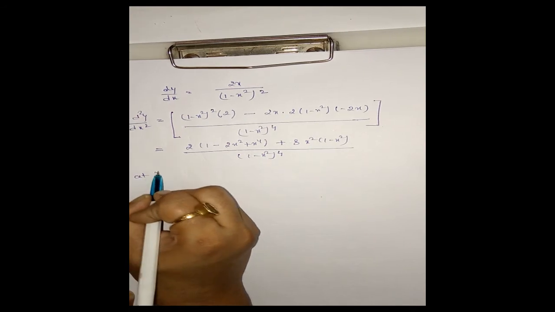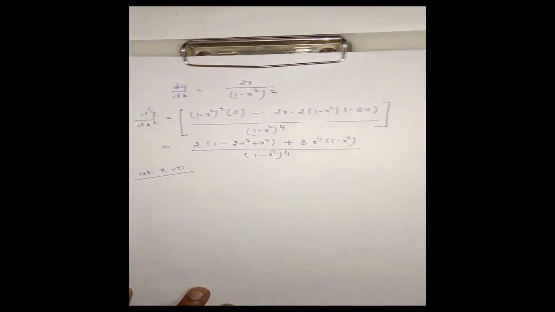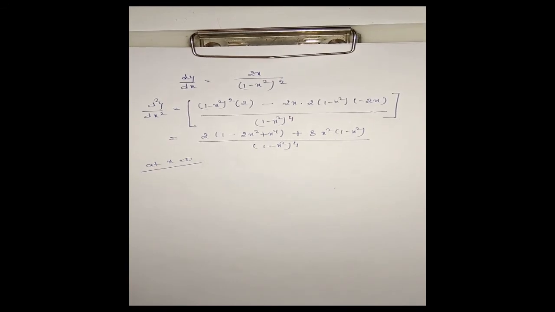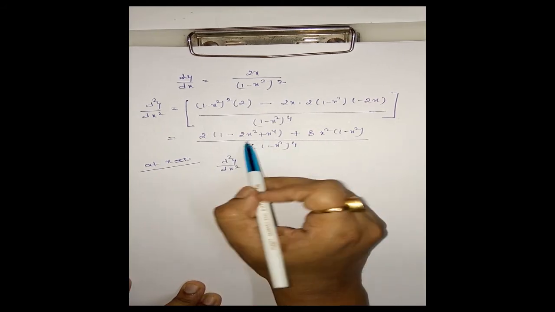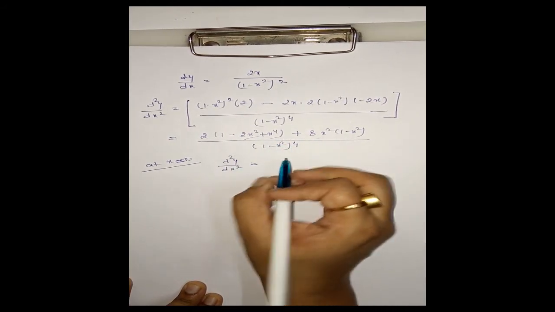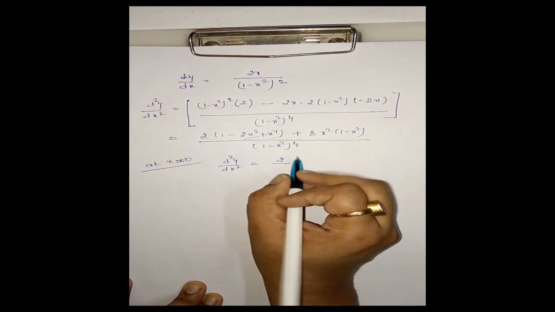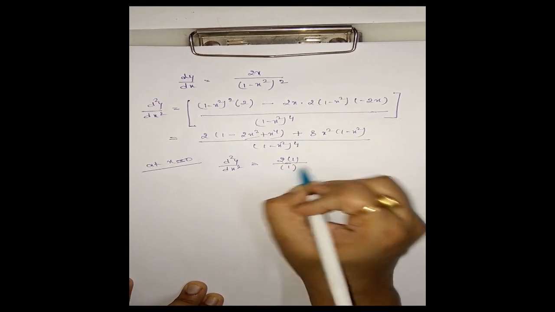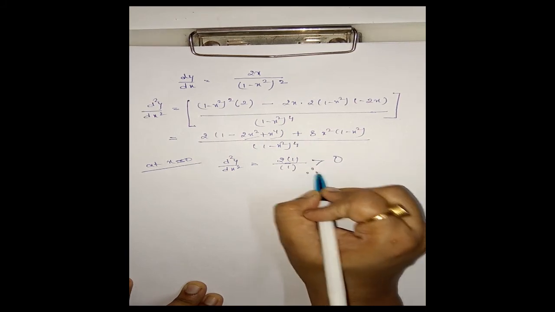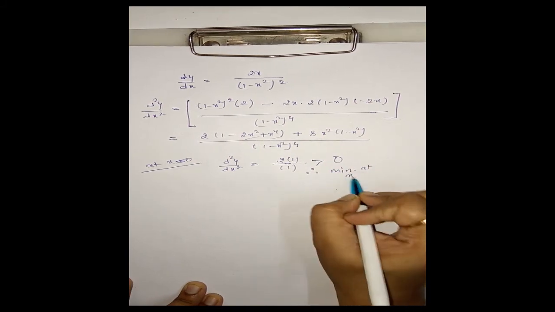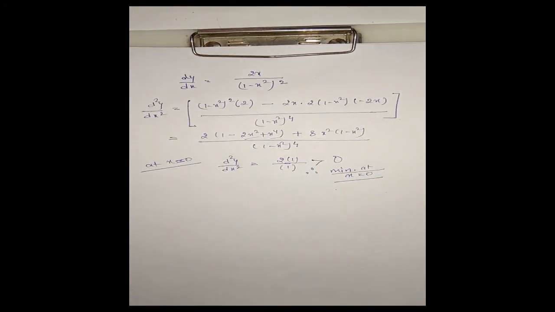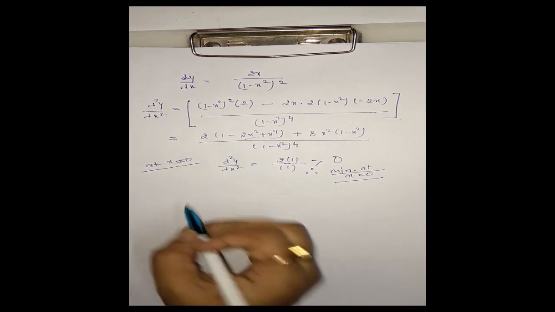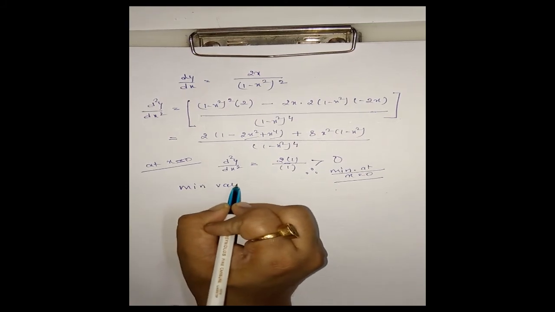Now at the point x is equal to 0, we have to check whether it is a maximum or a minimum value. Now d2y by dx square at x equal to 0: this is 0, this is 0, this whole is 0. We are having 2 by 2 into 1 by 1, that is positive. Therefore, minimum at x is equal to 0. And when x is 0, y is also 0. That means the minimum value is 0.